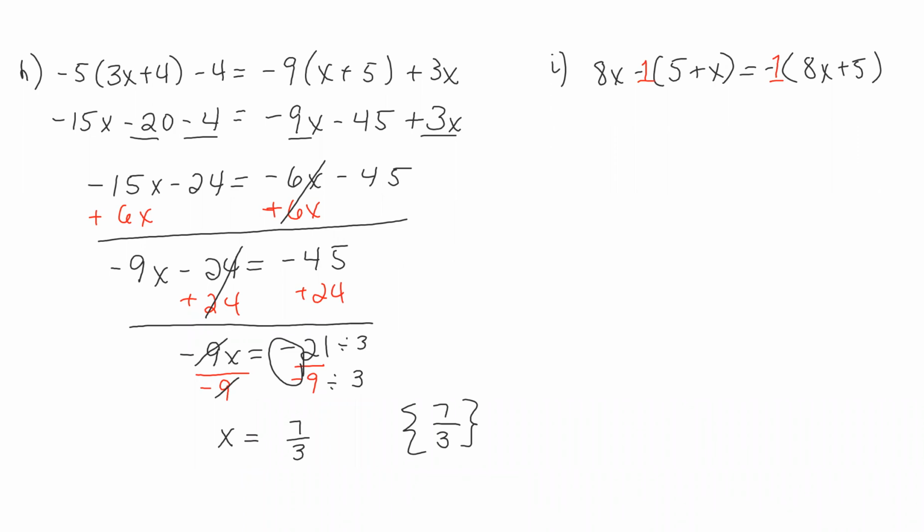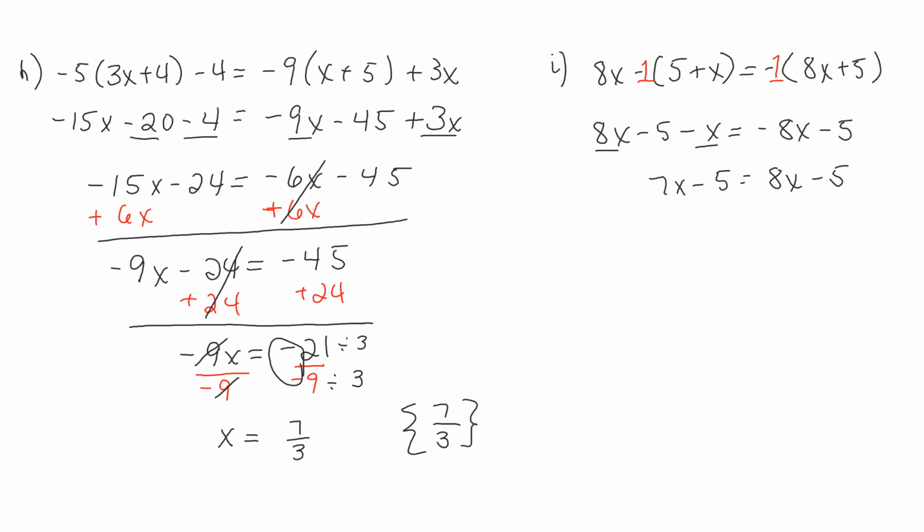So first on the left, I'm going to drop down my 8x, and then I'm going to distribute. So negative 1 times 5 is minus 5. Negative 1 times x is negative x. And then on the right-hand side, negative 1 times 8x is negative 8x. Negative 1 times 5 is negative 5. All right. So we want to simplify. On the left-hand side, I do have two variable terms, and I want one variable term on the left. So 8x minus x is 7x minus 5 equals 8x minus 5.